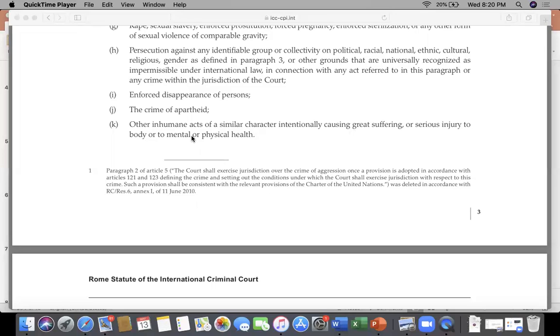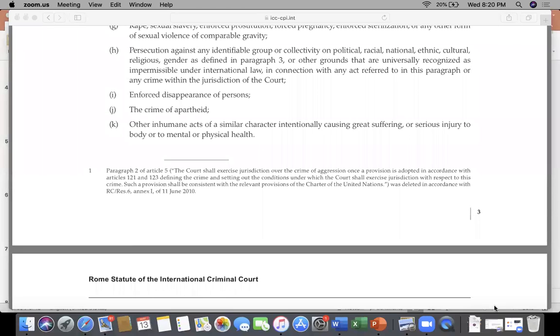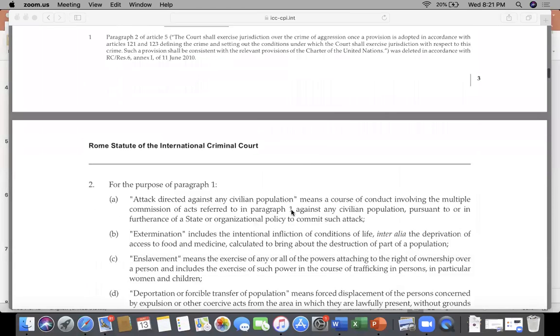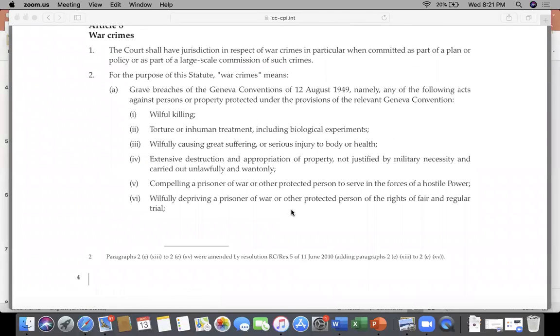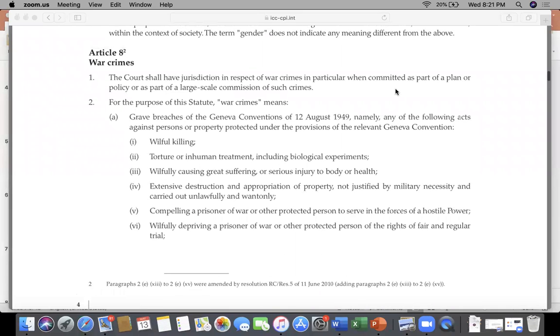So the International Criminal Court has jurisdiction over crimes against humanity. Likewise, the International Criminal Court has jurisdiction over war crimes. And you see, war crime is mentioned in Article 8. It says that war crimes can be committed when it is part of a plan or policy, or part of large scale commission of such crimes. So war crimes, as the name itself suggests, can be committed only during war. Crimes against humanity can be committed even during peacetime.